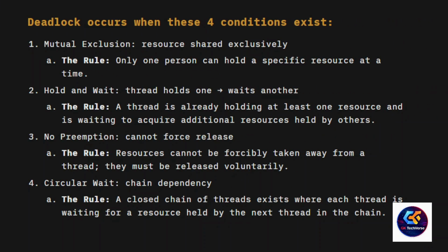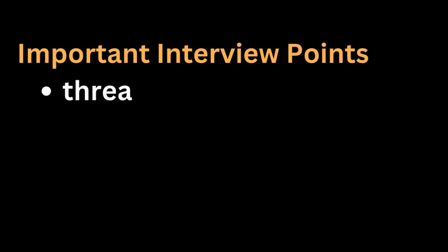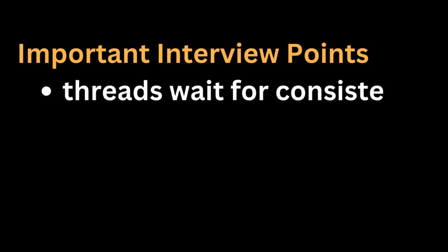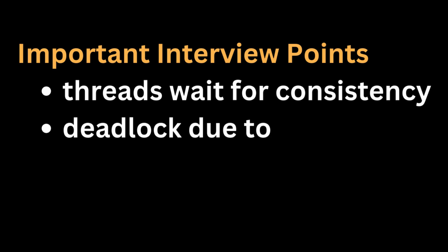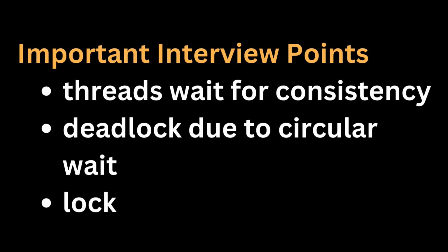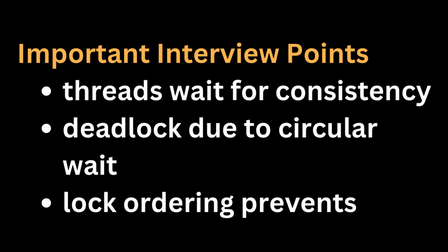You need to remember that deadlock occurs when these four conditions exist: mutual exclusion, hold and wait, no preemption, circular wait. Interview points you need to remember: threads wait for each other, deadlock is due to circular wait, lock ordering prevents the issue, and deadlock happens due to wrong locking design.